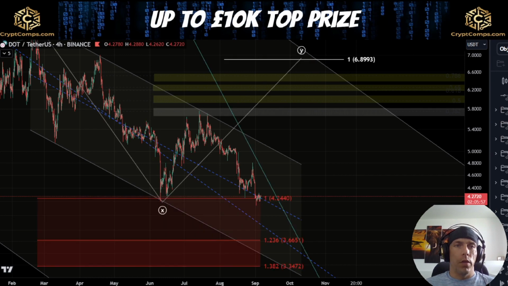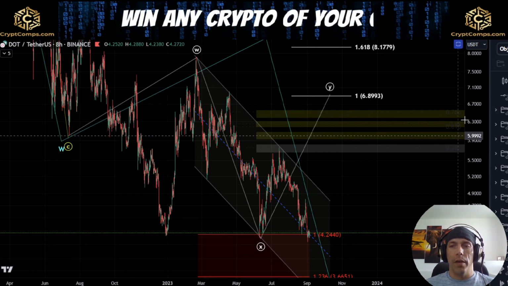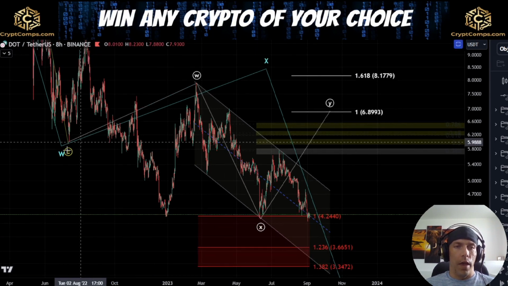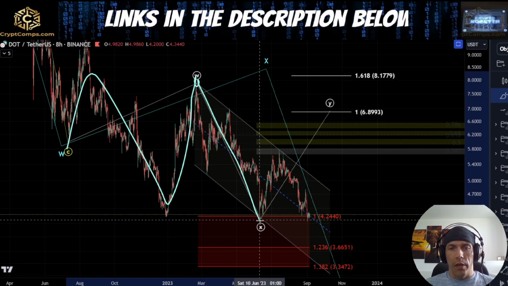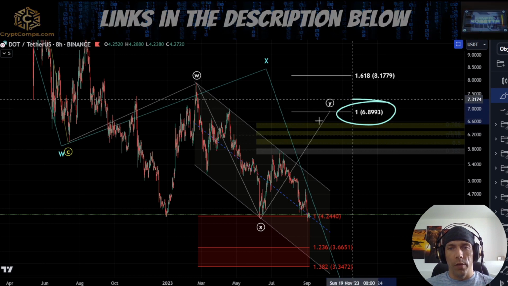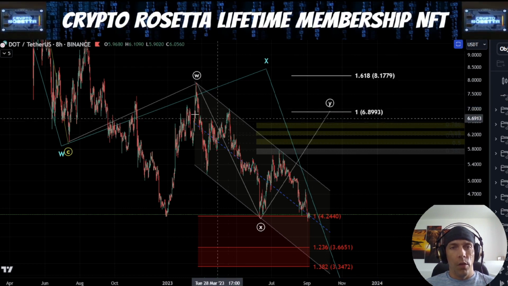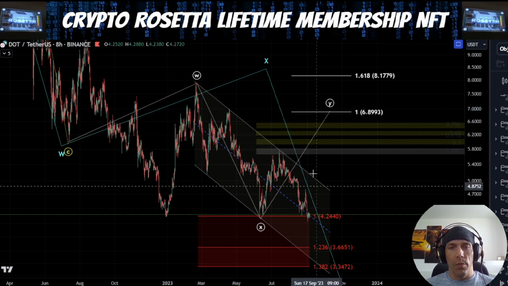Now, once again, one of the other alternatives that we discussed is that this whole move from further back here is basically a W wave, with this being an X wave, and we could be looking for a Y wave to the upside, in which case our 1-to-1 is up here at this 689, which would align quite nicely with retesting some of these higher zones. So we're going to be keeping an eye on this.